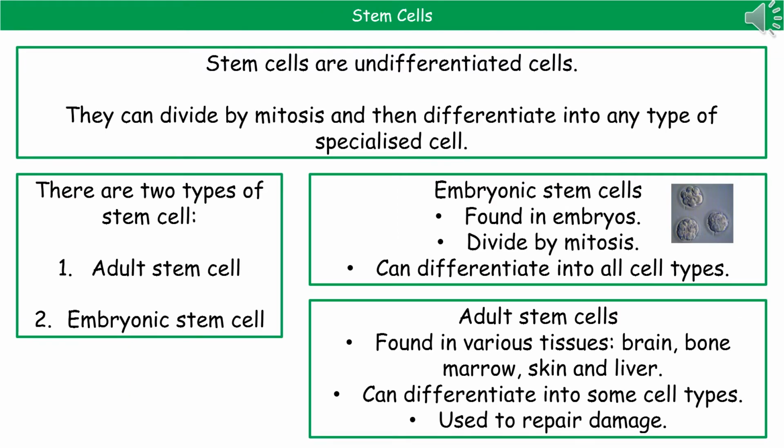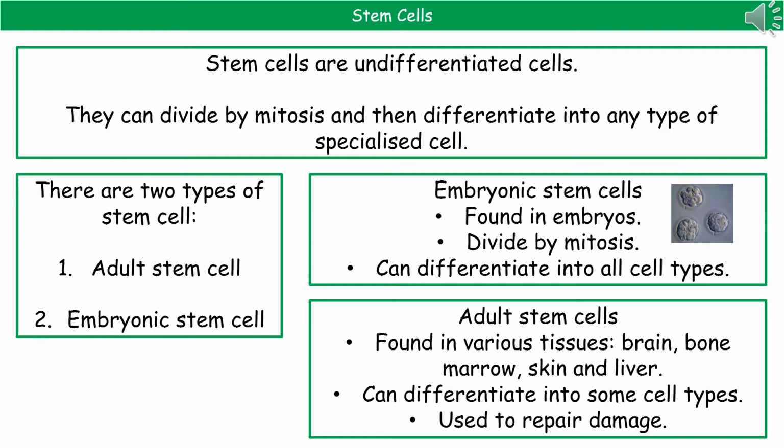When we talk about a stem cell, this is the undifferentiated cell. So they can divide by mitosis and then differentiate into any type of specialized cell that we've already looked at. We've got two types of stem cell, adult stem cells and embryonic stem cells. The embryonic stem cells are found in embryos, as the name suggests. They divide by mitosis and can differentiate into all cell types.